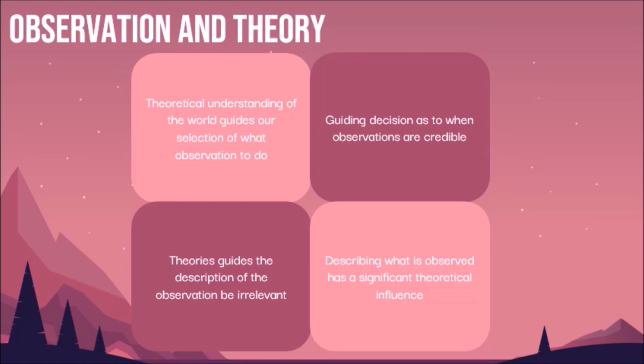Now, let us take a look at the example of the relationship of observation and theory. First, a theoretical understanding of the world guides our selection of what observation to do. Secondly, it can guide the decision as to when observations are credible. Third, theories guide the description of the observations to be relevant. And next, describing what is observed has a significant theoretical influence.